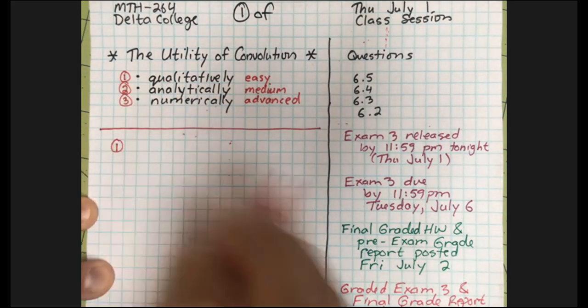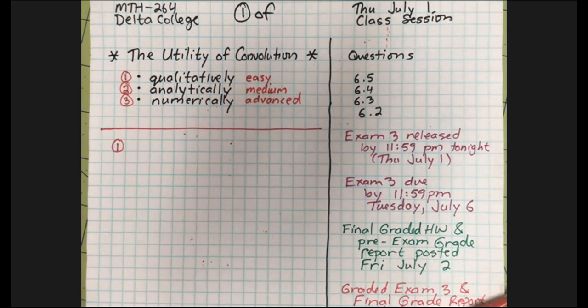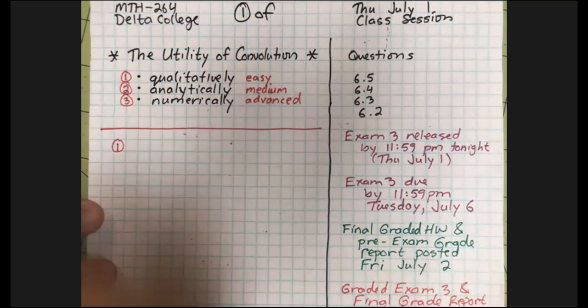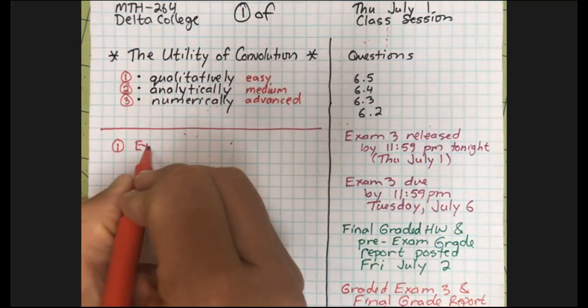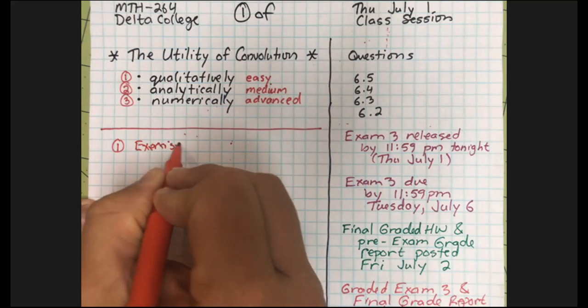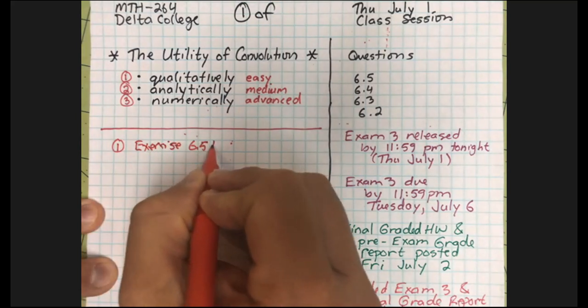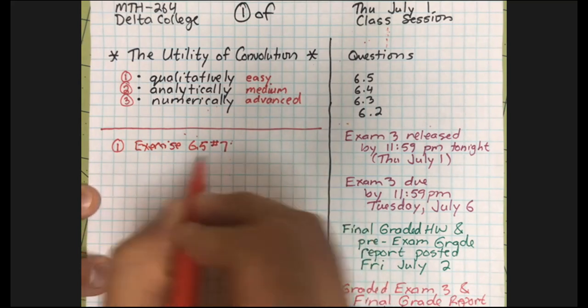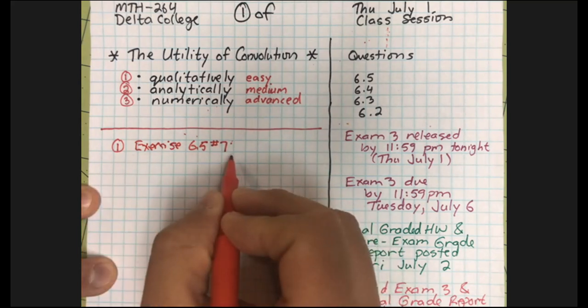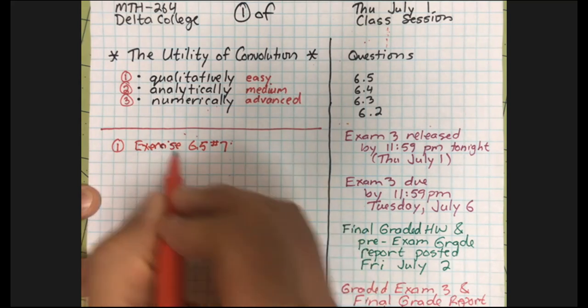Let's jump right to problem 1, which is in your book. I will share it with you as soon as I locate it. I'm talking about section 6.5. I'll bring it up in my electronic book, and then I'll show it to you. It is exercise 6.5, number 7. The solution to this is already posted, but it'd still be worth discussing the solution with you.